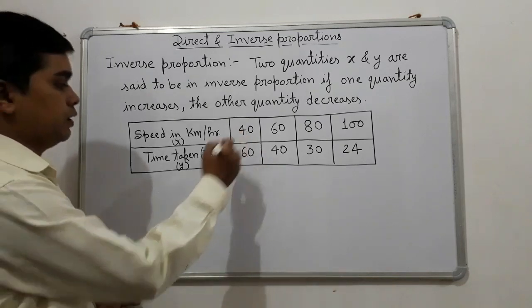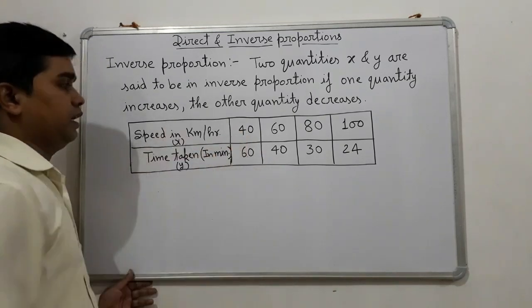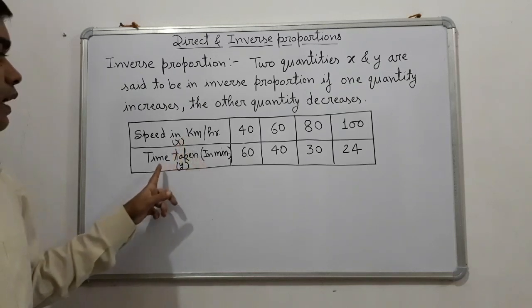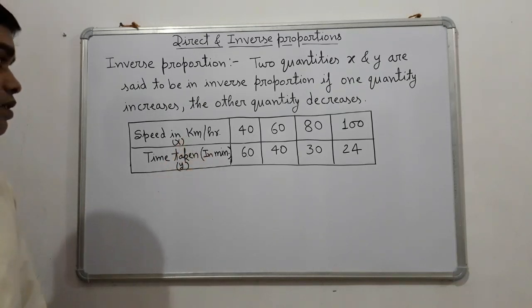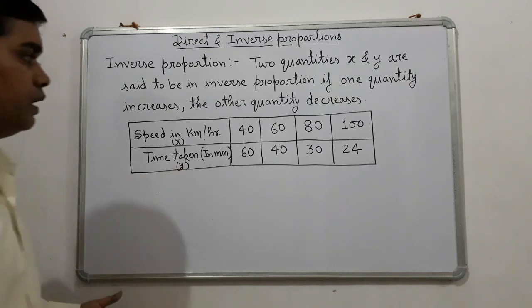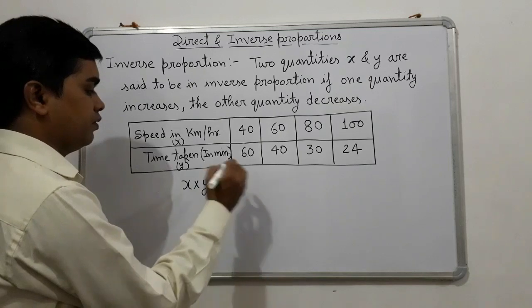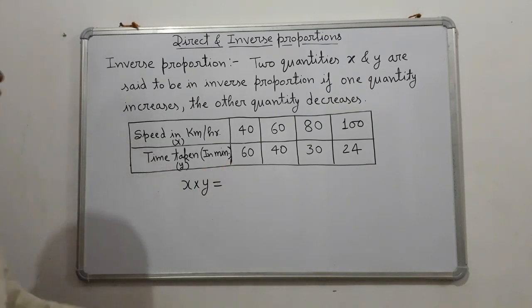Okay? Now see, if speed in kilometers per hour you are taking as x and time taken by the car in minutes you are taking as y, then let's see, here x into y will be what?